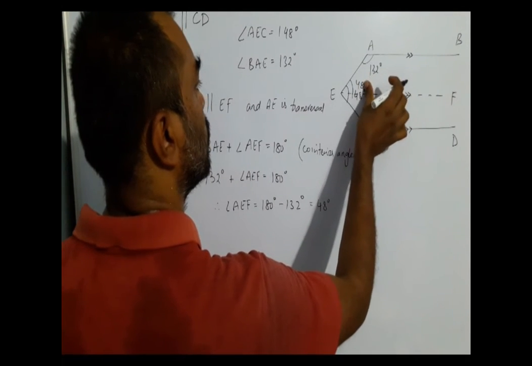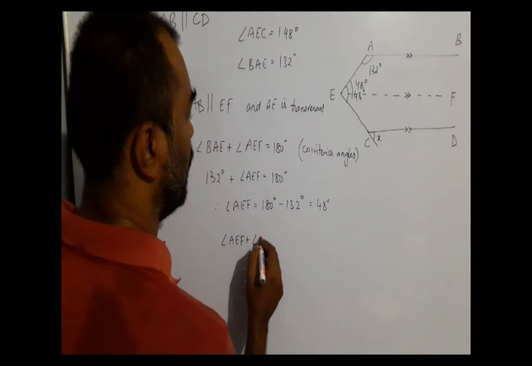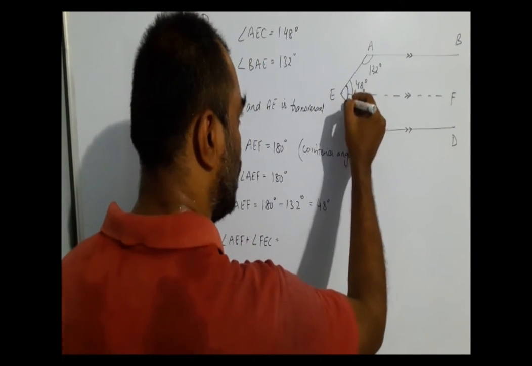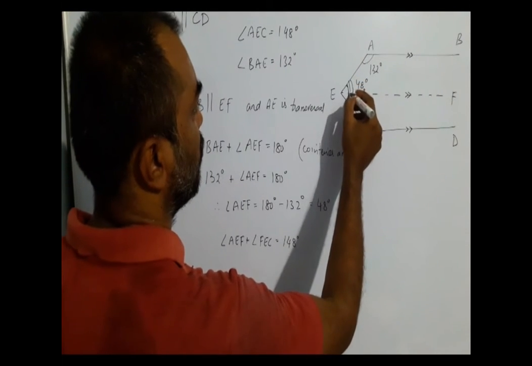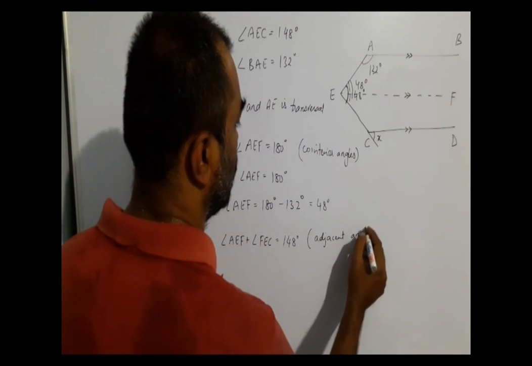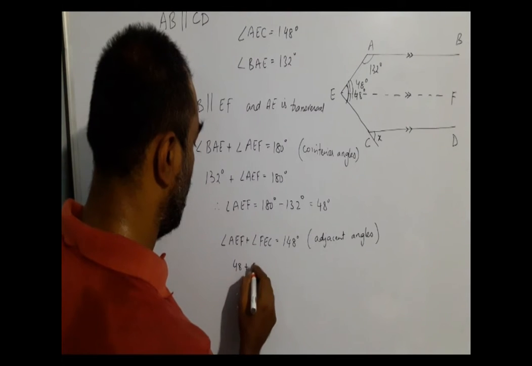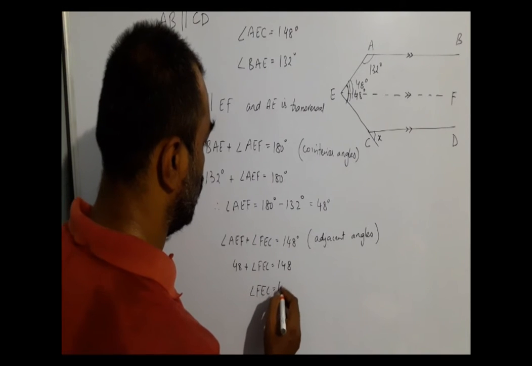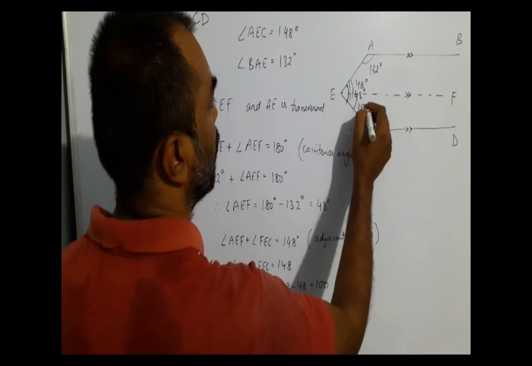So this is 48 degree. Okay, 48. Now angle AEF plus angle FEC. AEF plus FEC is totally 148 degree. Now what does it show that it is 148? The sum of this and this is 148. This is because they are adjacent angles. So adjacent angle sum, we get 148. Now we got AEF equal to 48. So 48 plus angle FEC equal to 148. So angle FEC equal to 148 minus 48 equal to 100. So we got this as 100.